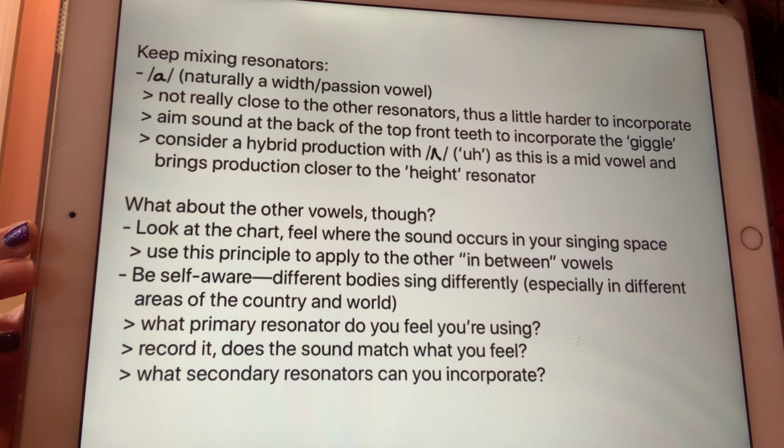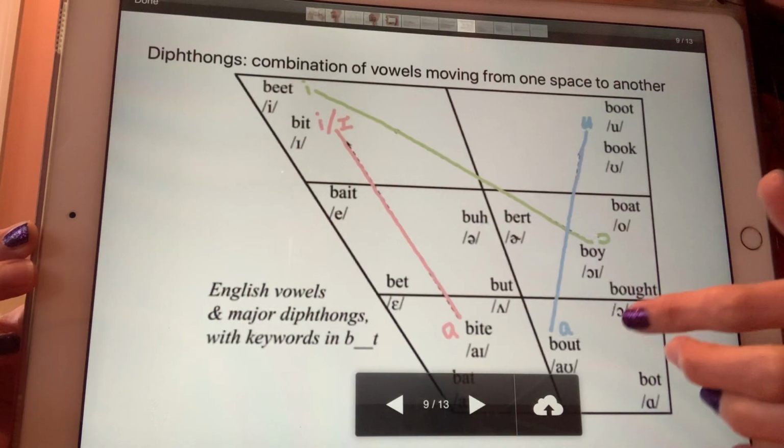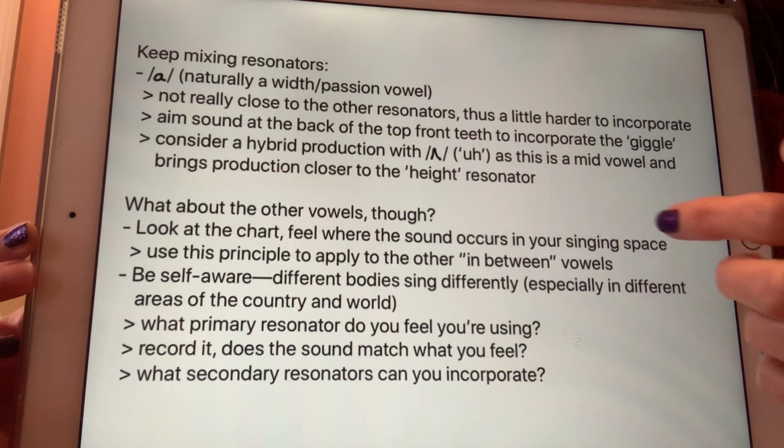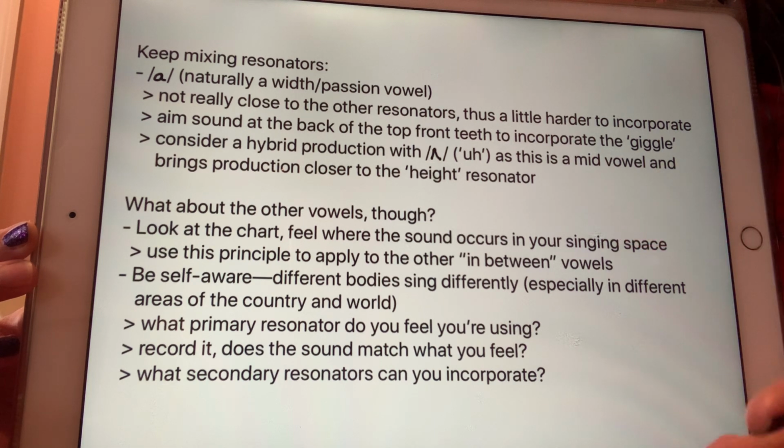What about the other vowels though? As we can see, there's a lot of vowels in this chart. The ones we just went over are not the only ones. So what do we do about them? Well, we want to look at the chart and feel where the sound occurs in our singing space.